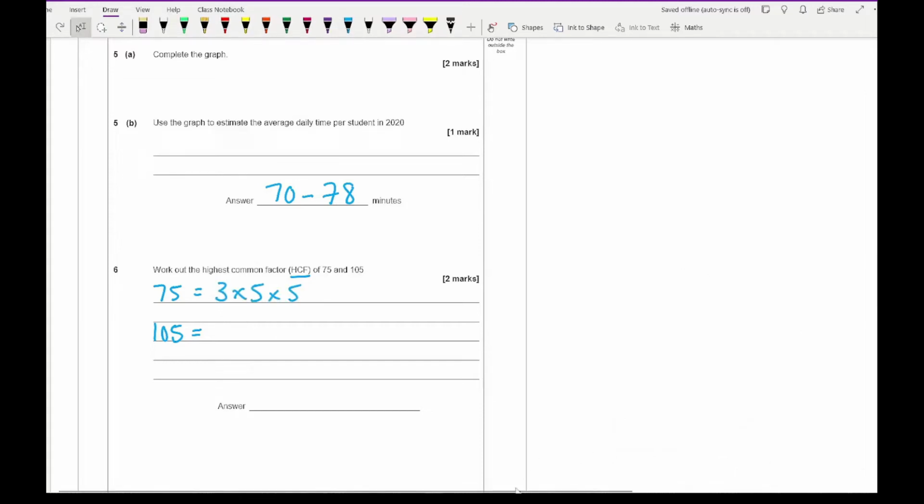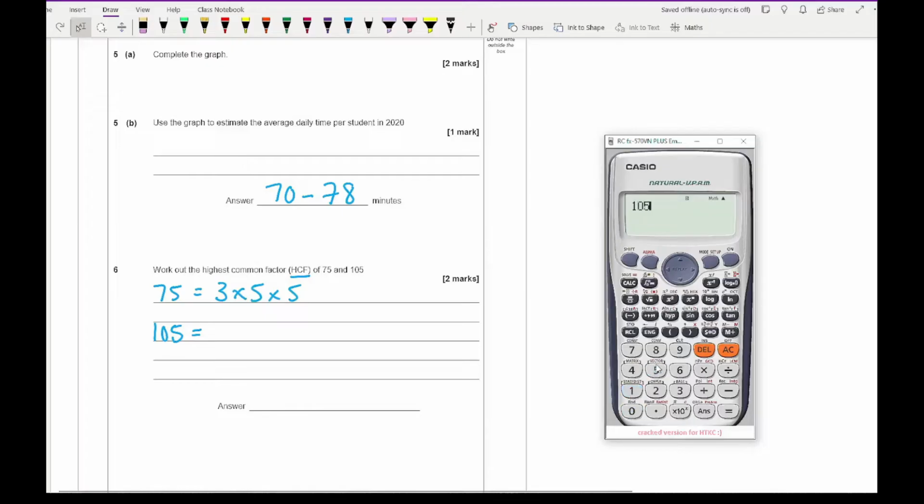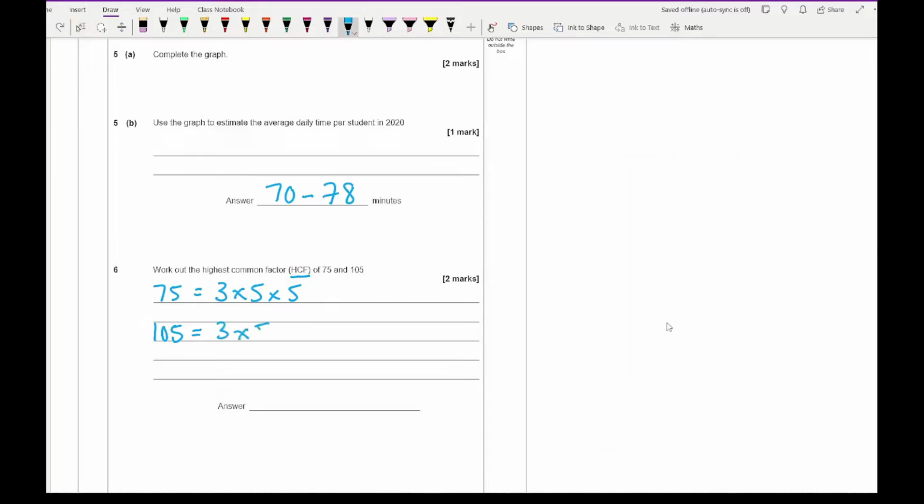If I do the same with 105, press equals, then shift and fact, that's 3 times 5 times 7. You will be expected to write the numbers as a product of their primes, and then just circle the common numbers, so 3 times 5, which is 15.